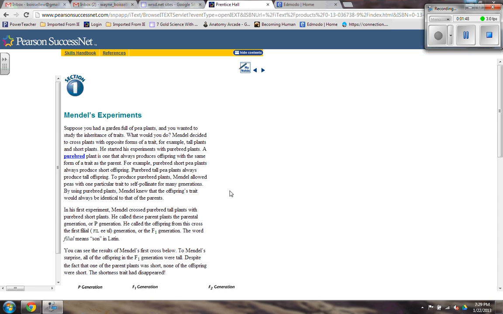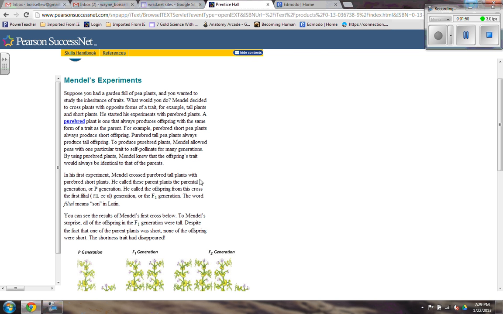In his first experiment, Mendel crossed purebred tall plants with purebred short plants. He called these parent plants the parental generation, or P generation. He called the offspring from this cross the first filial generation, or the F1 generation. The word filial means son in Latin. So see how he crossed these plants. They were both purebred, purebred tall, purebred short.